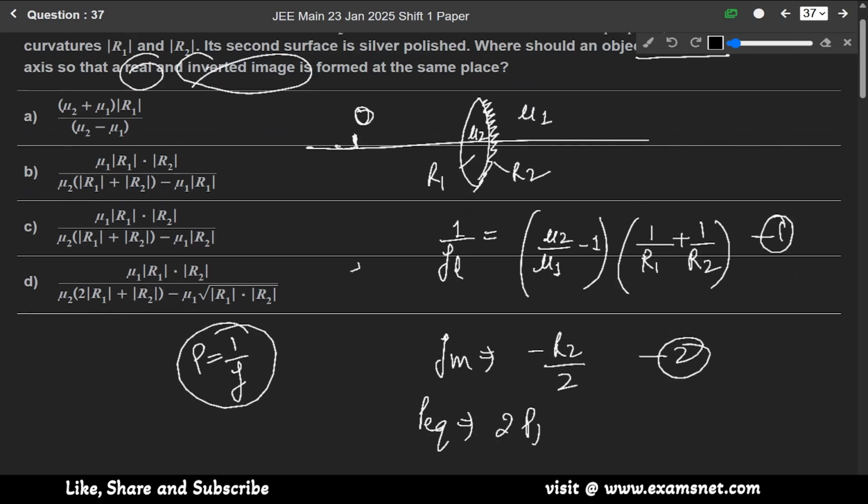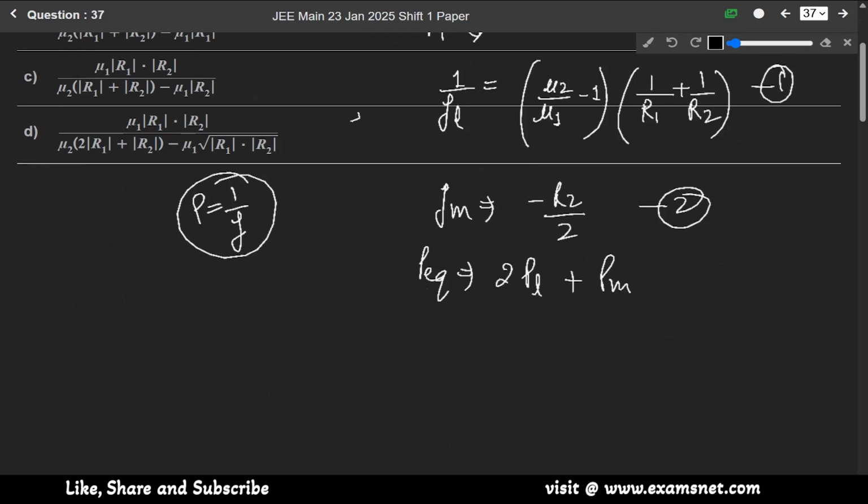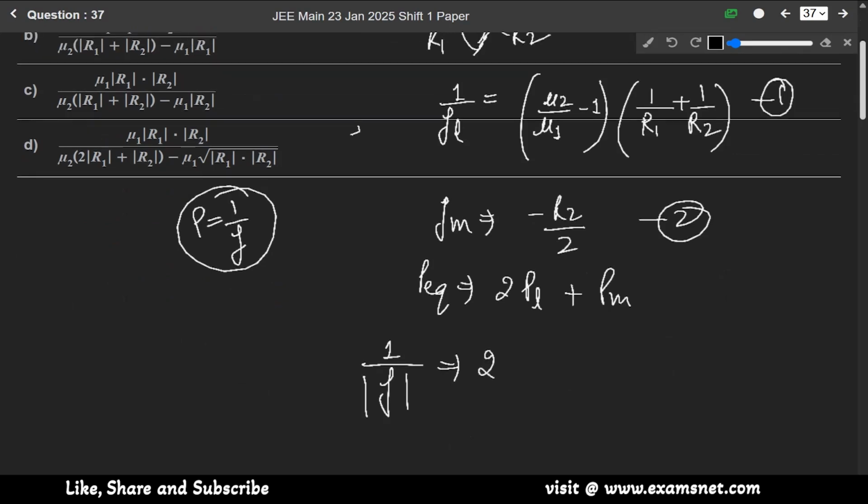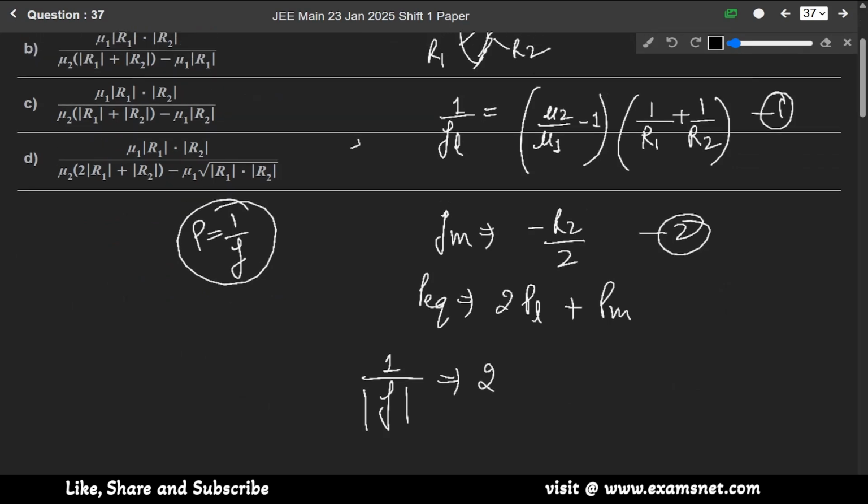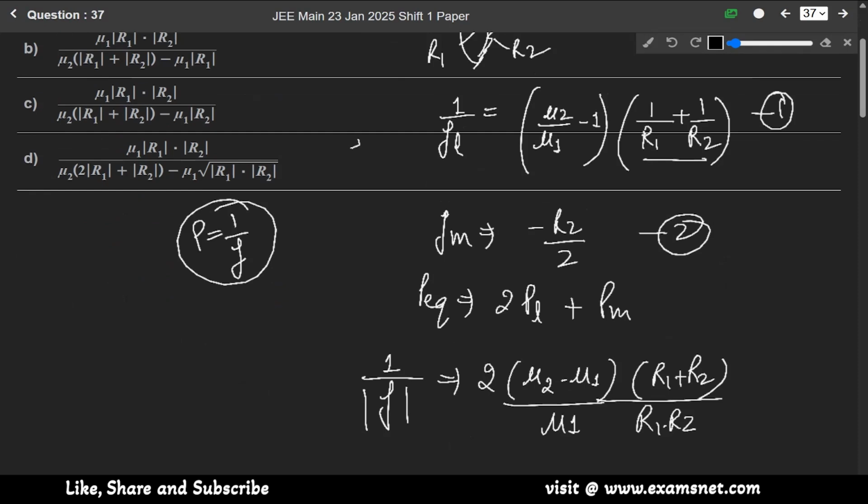So total power will be equal to 2 into power PL plus power PM. So it will be equal to 1 over F total. It is equal to 2 into PL, which means this is mu2 over mu1 minus 1, so it will become mu2 minus mu1 over mu1, and this will be (r1 plus r2) over r1 r2, and this plus 2 over R2.